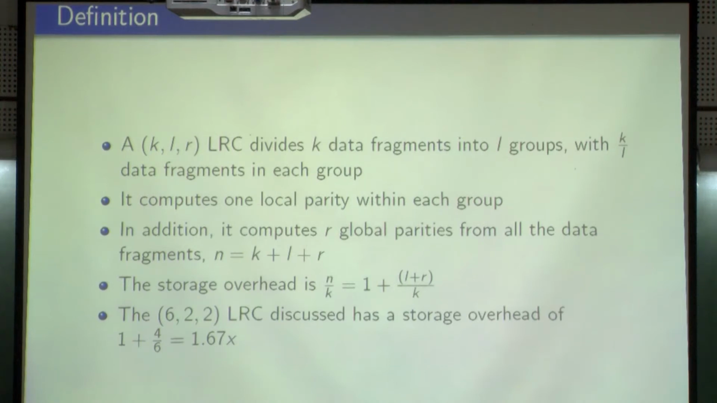Now R is a reserved word, and in this case it is used differently from the previous formulation. So it computes R global parities from all the data. The total length of the code is K plus L plus R. Is that clear? For every K, L local parities are added, and R global parities. So the storage overhead in this case is n divided by K, which is 1 plus (L plus R) by K. You can see that (L plus R) by K is the excess, the penalty we pay for the local repair. So you can see that a (6,2,2) code has a storage overhead of 1.67x.